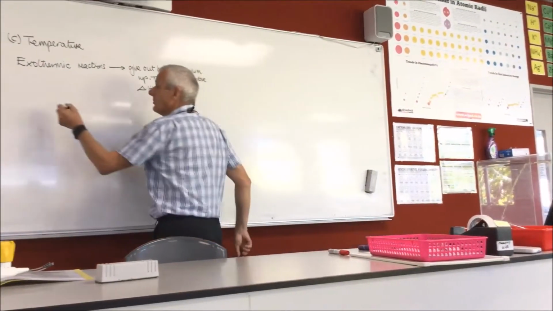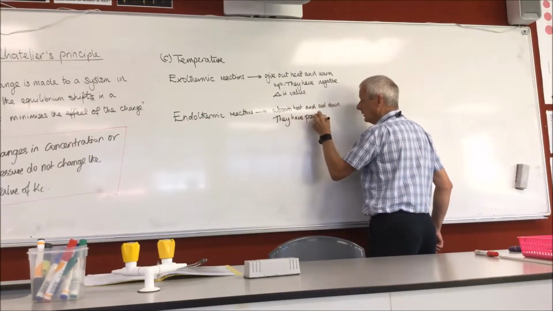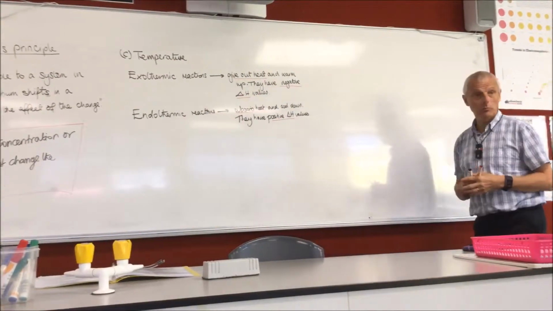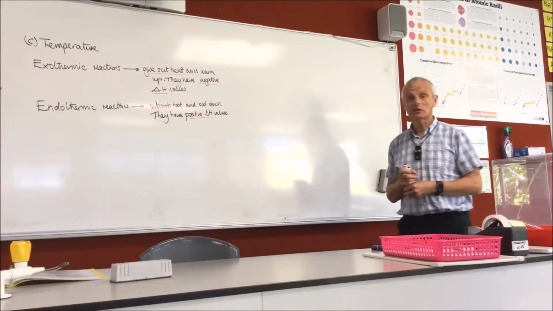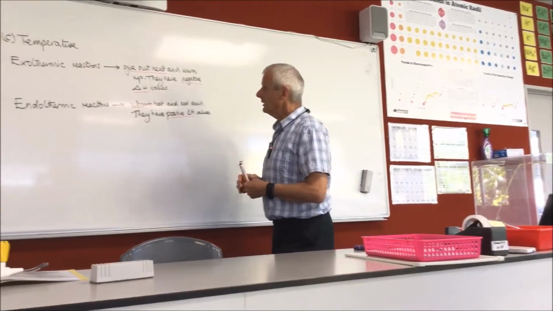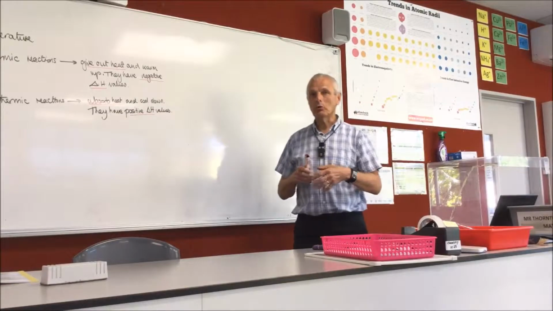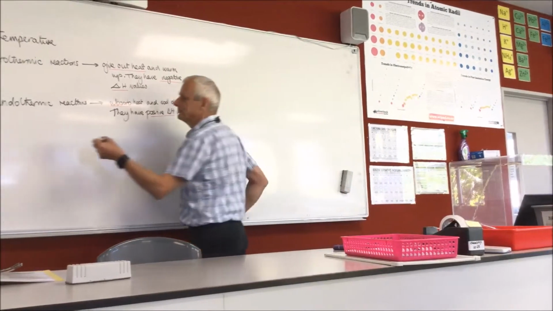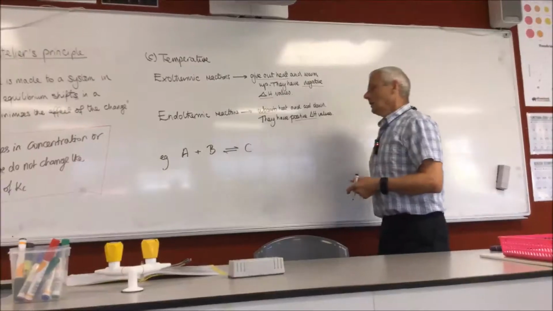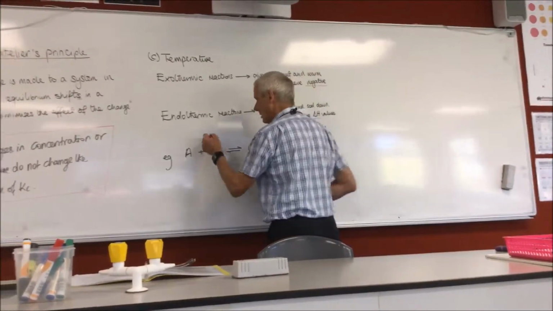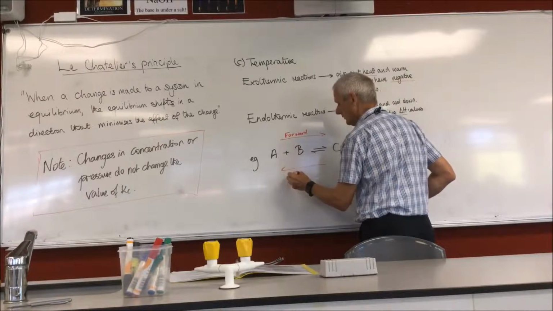If you look at endothermic, it's the opposite. So those are the important bits. Exothermic gives out energy, heat energy, negative delta H. Endothermic absorbs, positive delta H. So let's look at an example of a system at equilibrium, and we're going to link in the type of reaction. So we've got our forward reaction, our reverse.